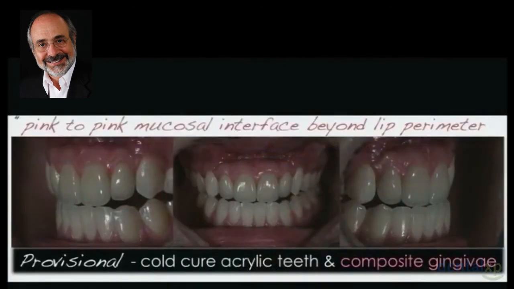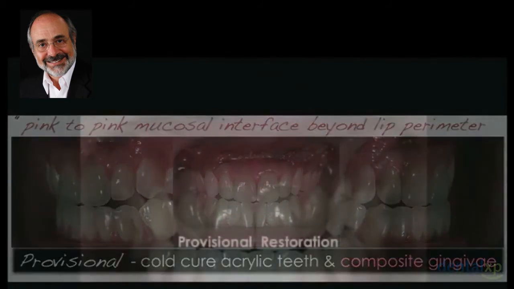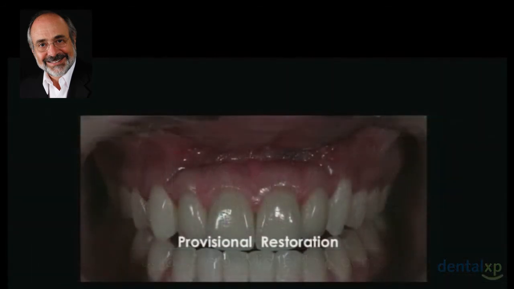And this is your provisional in place. It's a provisional cold cure acrylic with composite gingiva. And you get a pink-to-pink mucosal interface up underneath the lip where it doesn't matter. Doesn't match, but it doesn't matter. So that's your provisional restoration, down a couple of weeks, acrylic and composite.